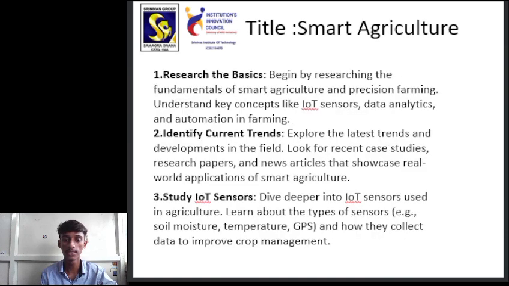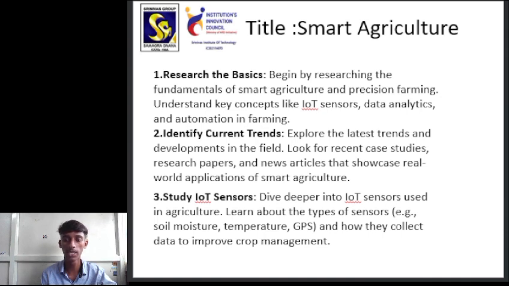First one, research the basics. Begin by researching the fundamentals of smart agriculture and precision farming. Understand key concepts like IoT sensors, data analytics, and automation in farming. Second one, identify current trends. Explore the latest trends and developments in the field. Look for recent case studies, research papers, and news articles that showcase real world applications of smart agriculture.